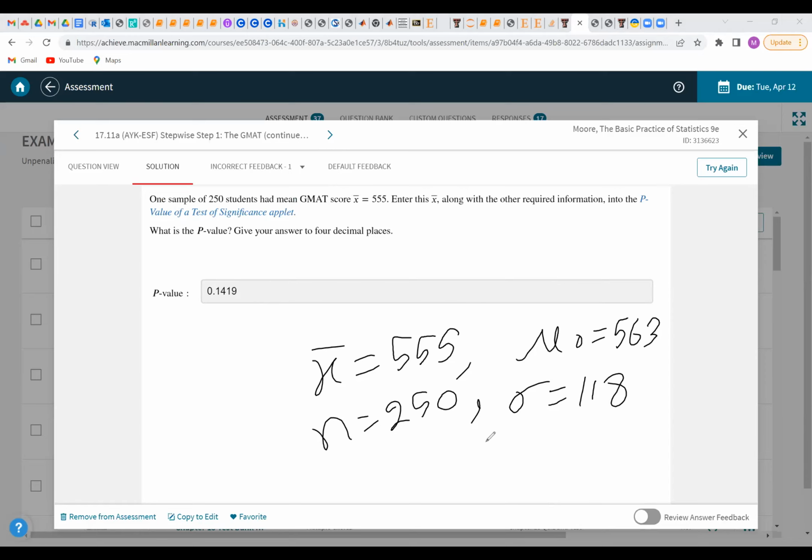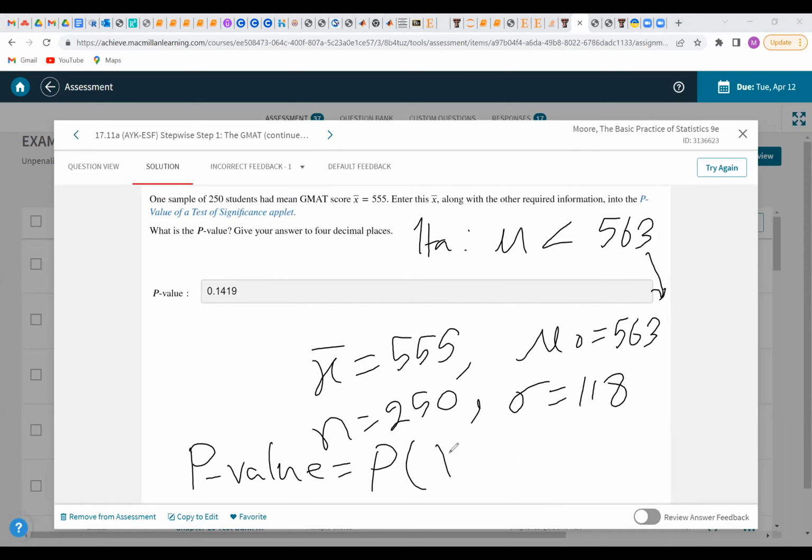So now we need to find the p-value in this case for this hypothesis test. Our test was a lower tail test because our alternative was mu less than 563, which is the hypothesized value. So now we need to find the p-value, which is the probability of x bar less than 563.